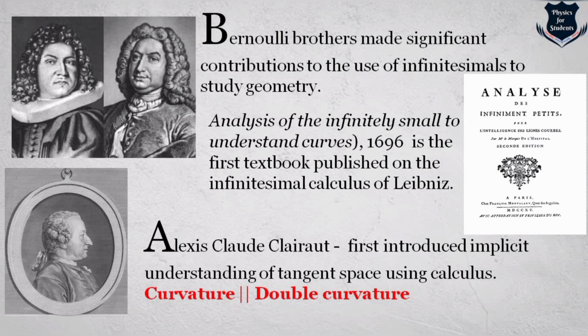But Alexis, a mathematician, astronomer and geophysicist, introduced the concept of tangent and subtangent direction to space curves in relation to the direction which lies along the surface on which the space curve lies. He demonstrated the implicit understanding of the tangent space, and he is the first person to coin double curvature and principal curvatures, which were further extended by the prince of mathematics, Carl Friedrich Gauss.